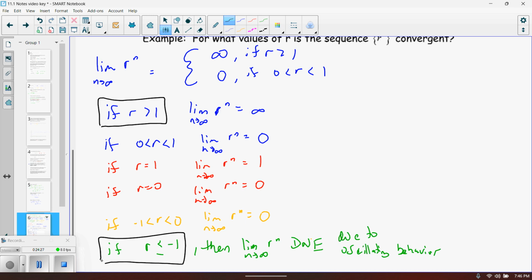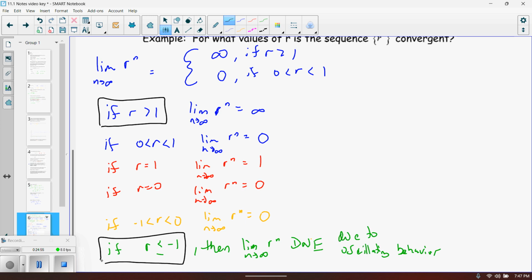Which really tells us that if r is bigger than 1, not including 1, but if r is bigger than 1, then it's going to be divergent. If r is less than or equal to -1, it will also be divergent. So basically anything in between, not including -1, but in between -1 and +1, including the +1, is convergent.